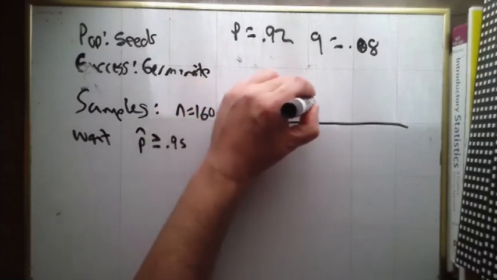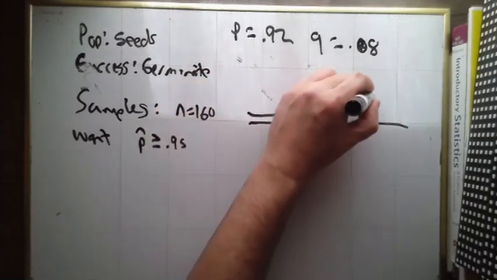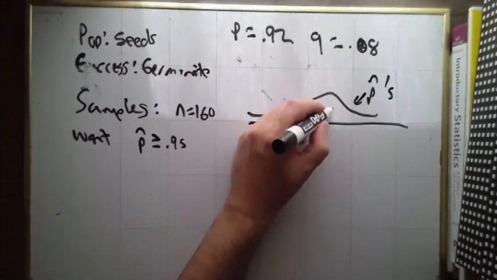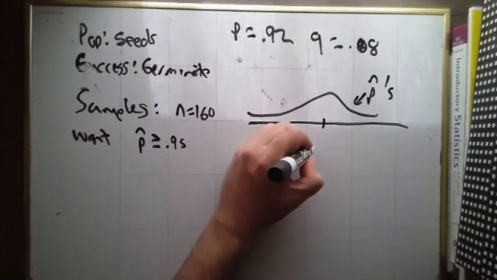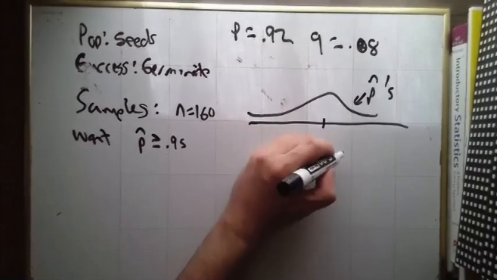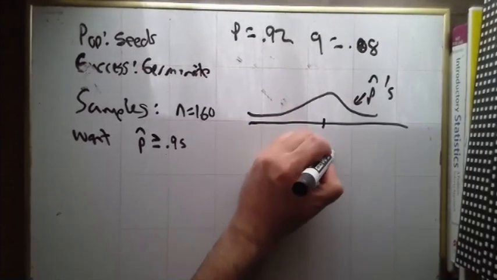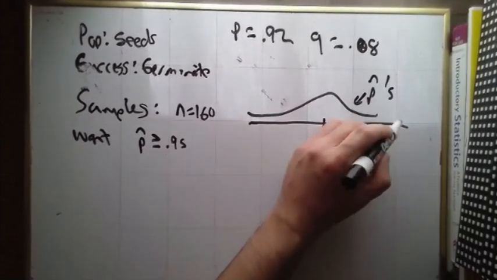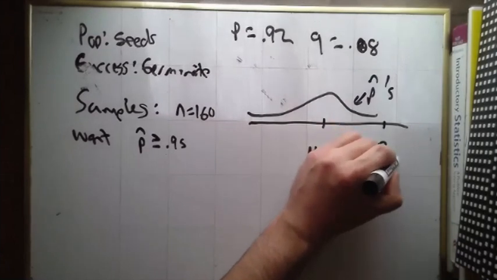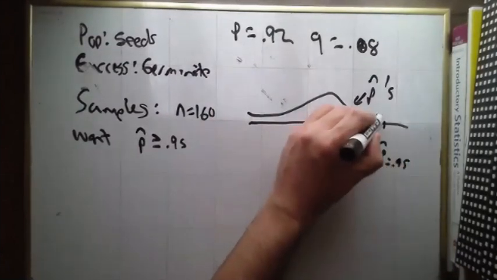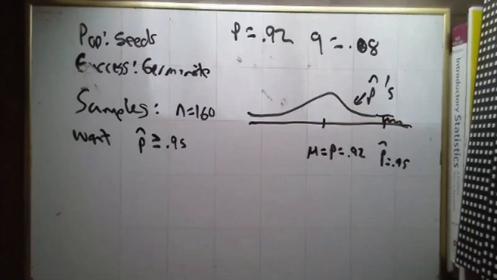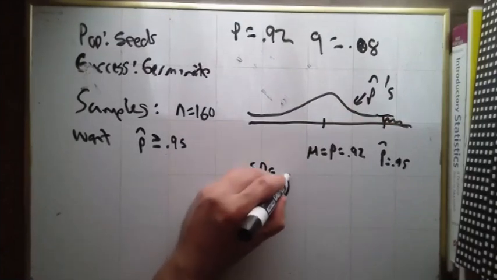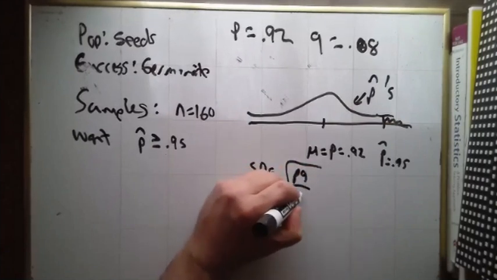Bags of seeds or packets of seeds, that's what we're graphing out here. The samples will follow a normal distribution with the average germination rate of a bag equaling the population rate, 92%. I want to be at 95 or above. I need to calculate my standard deviation, square root of PQ over N.